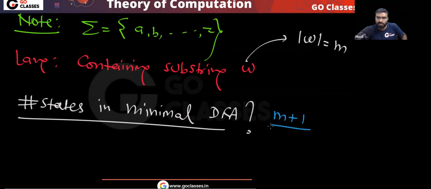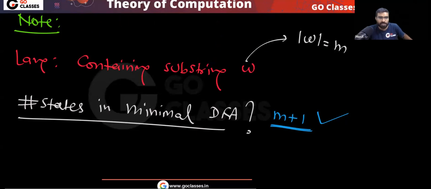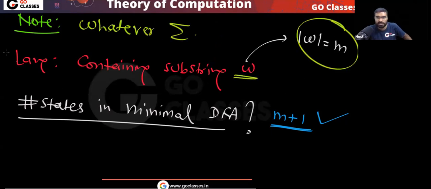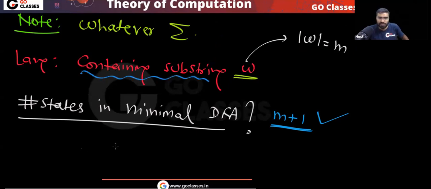Okay, this will always happen, whatever alphabet you take. Whatever alphabet, whatever sigma you take, and whatever W you take, if the length is M, then this language, containing substring, will have M plus 1 states. Yes or no?